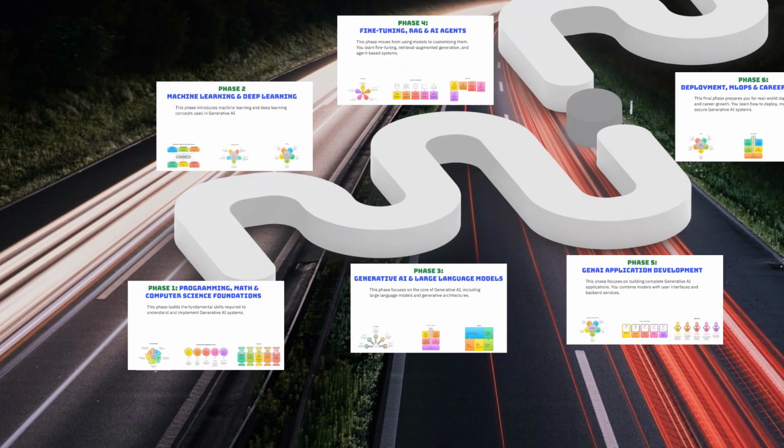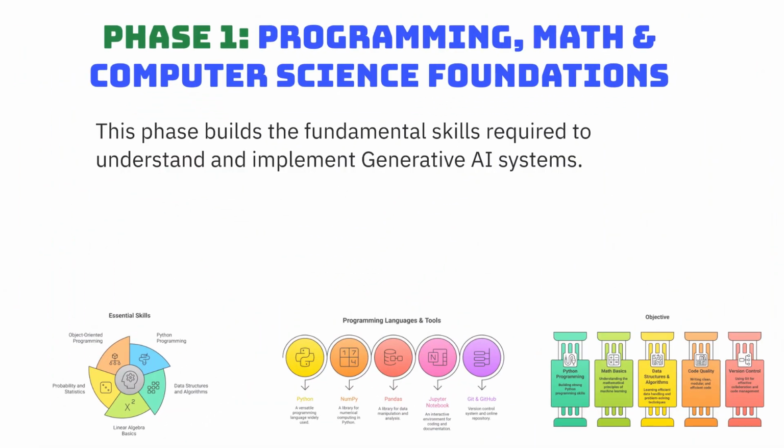Phase 1: Programming, Math, and Computer Science Foundations. This phase builds the fundamental skills required to understand and implement generative AI systems. Strong programming and mathematical knowledge helps engineers reason about model behavior and performance. These foundations ensure you can debug models, optimize code, and understand learning mechanics instead of treating AI as a black box.